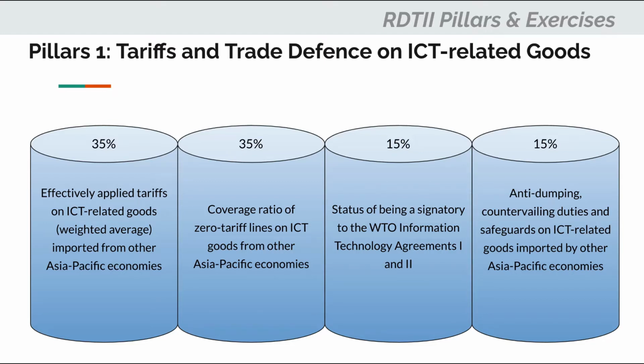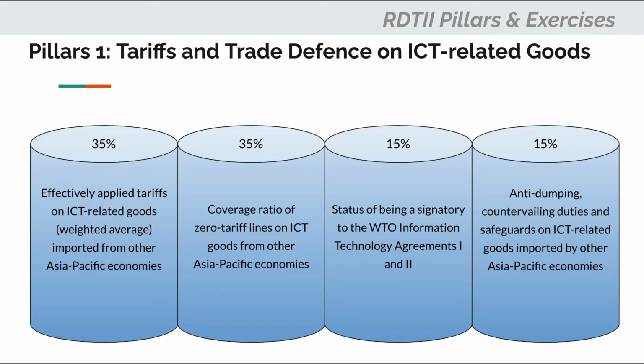Weight rates of 35%, 35%, 15%, and 15% are given to the subpillars. The first two subpillars are given a greater weight equally than the last two subpillars. This is because the tariffs on ICT products reflect a comprehensive impact on costs of digital trade in ICT products, whereas the trade defense measures infrequently apply to the imports.